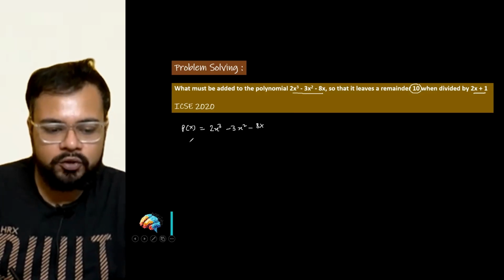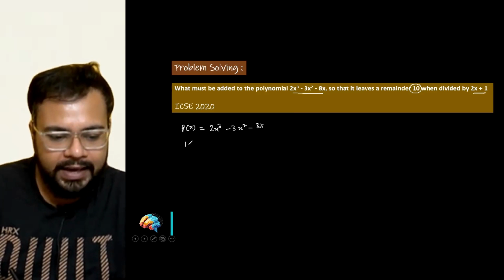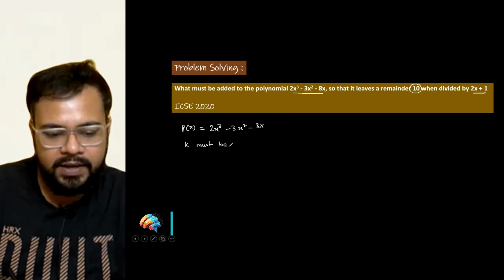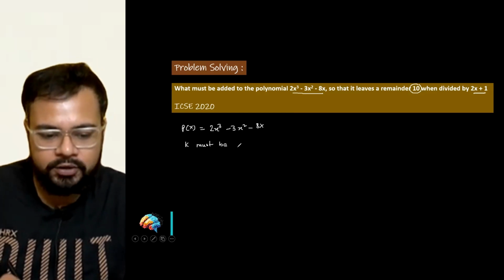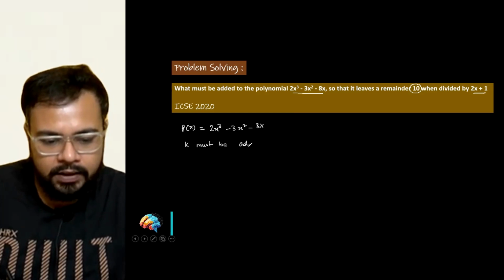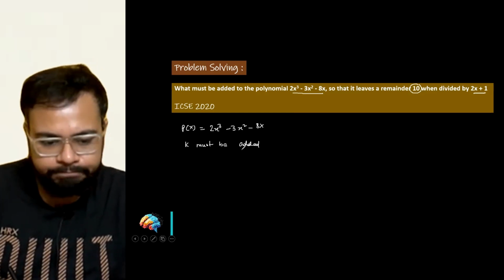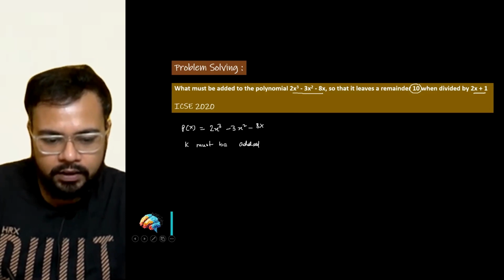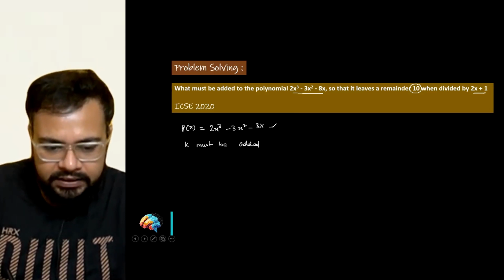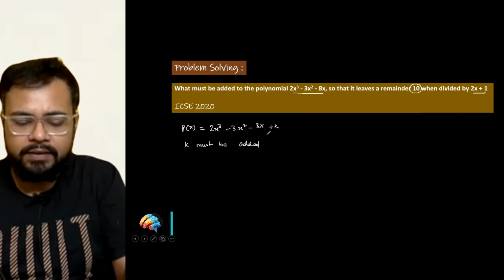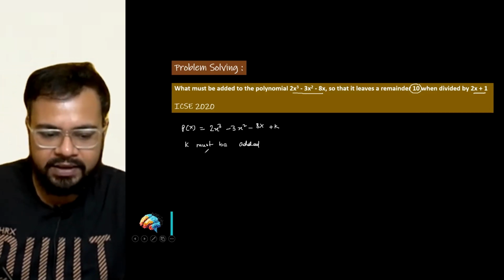Let's say I assume k must be added. I will get the value of k. That is my job. So then your polynomial will become, actually you should consider p(x) as that given polynomial plus k. So k must be added, we have assumed.